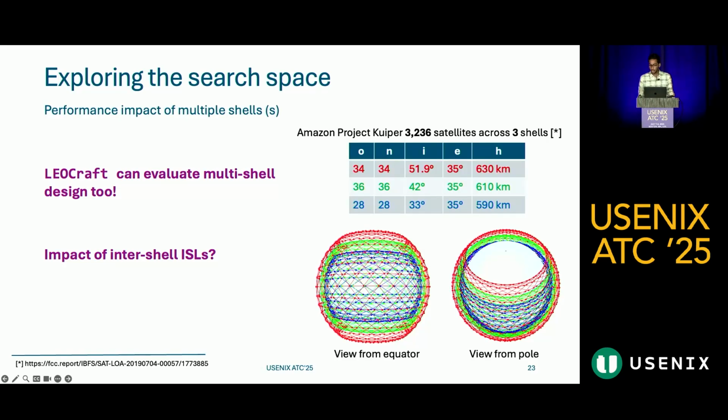Finally, modern constellations go one step ahead with multiple layers called shells. Now in this figure I am showing Amazon Project Kuiper's proposed multi-shell design, with each shell in a different color for visual clarity. In this talk I only discuss single shell design because each shell is independent of the others. However, LEOCraft can evaluate multi-shell designs too. In our paper we have analysis of multi-shell design as well, and we also explored ideas like introducing inter-shell connectivity between those shells. So if you are interested, please have a look at the paper.